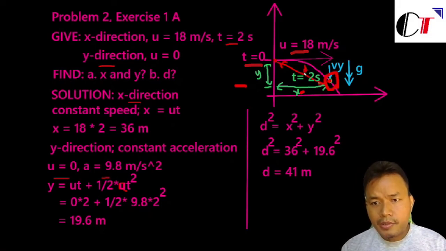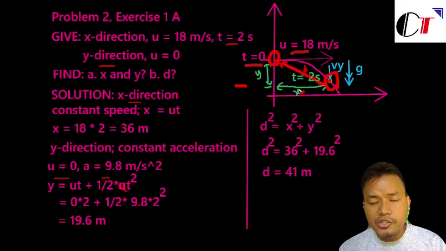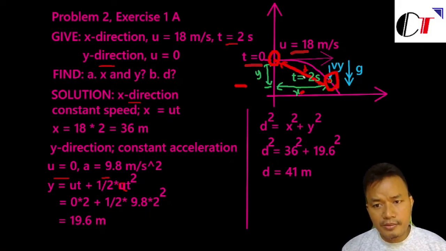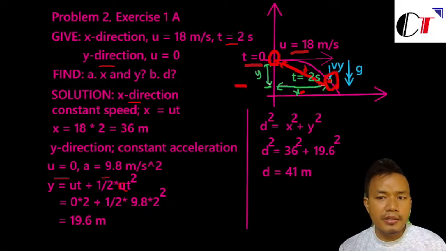And then in part B, you are asked to find the distance between the point of projection, which is just the starting point here, and the position at time t is equal to 2 seconds. So you are asked to find this straight line distance d here. If you look at d, the relationship between x, y, and d forms a right angle triangle. So that is the reason d can be found when we know x and y using the Pythagoras theorem, right? So it's a very straightforward problem.